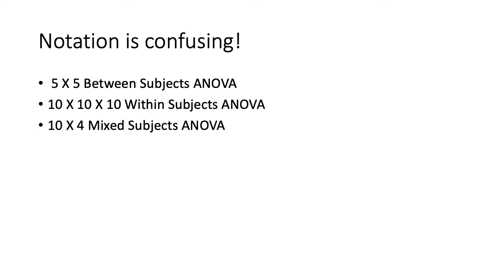Now, finally, in this 10 by 4 mixed subjects ANOVA, one of the independent variables is a between subjects variable. So they're only assigned to, let's say, one of the 10 conditions, but they complete all 4 of the other conditions. That would be a within subjects variable. So when you have one independent variable that's a between variable and one that's a within, we call it a mixed ANOVA or a mixed subjects ANOVA. Don't lose that notation.